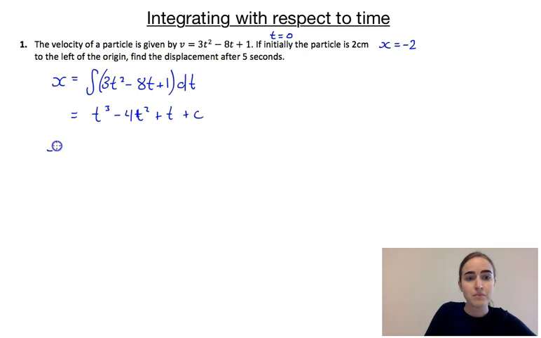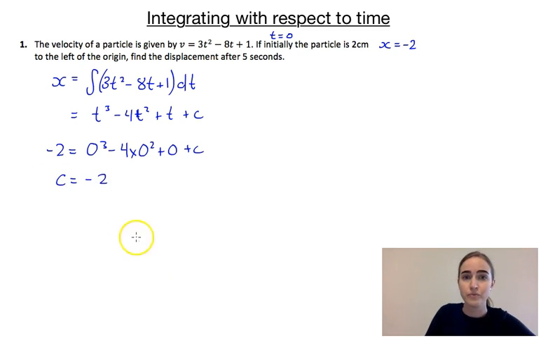So x is going to be minus 2, and then we're going to substitute 0 in, so we'd have 0 cubed minus 4 times 0 squared plus 0 plus c, which just means that c is equal to minus 2. So that means, therefore, the displacement function is going to be t cubed minus 4t squared plus t minus 2. So that's found our displacement function.